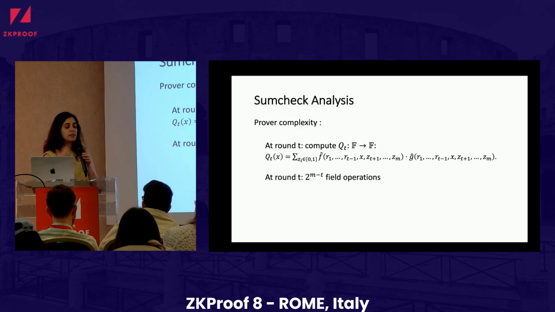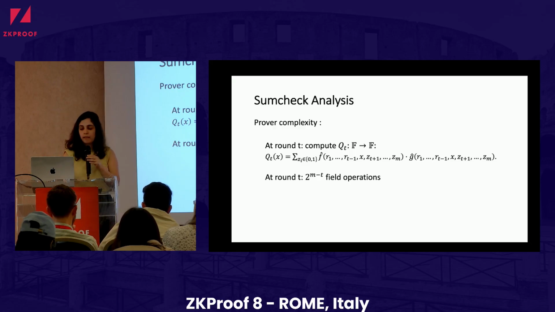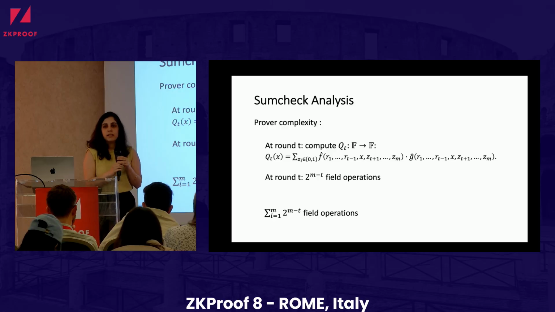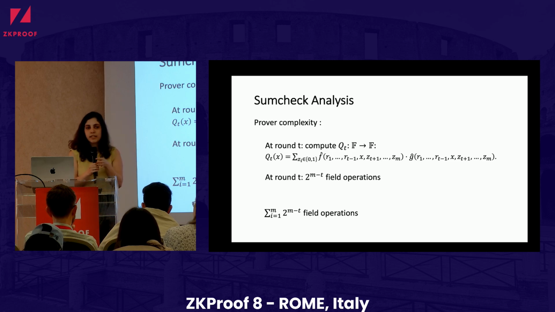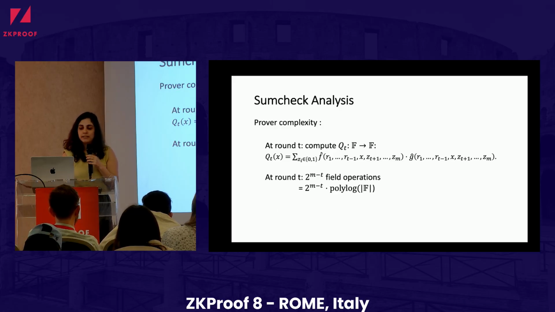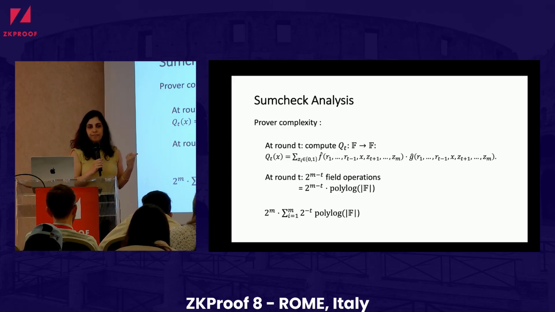So we have 2 to the m minus t field operations per round, which means this is the sum. Now, this thing converges to 2 to the m. And remember, 2 to the m is just our n, so it's linear. So it seems that everything is linear and we're happy. Only this is a linear number of field operations, so it looks more like this.